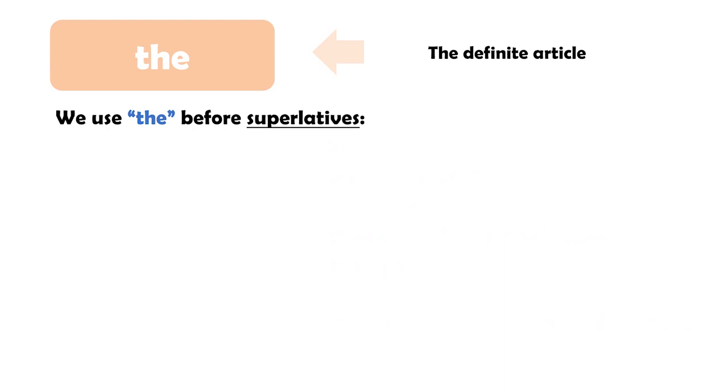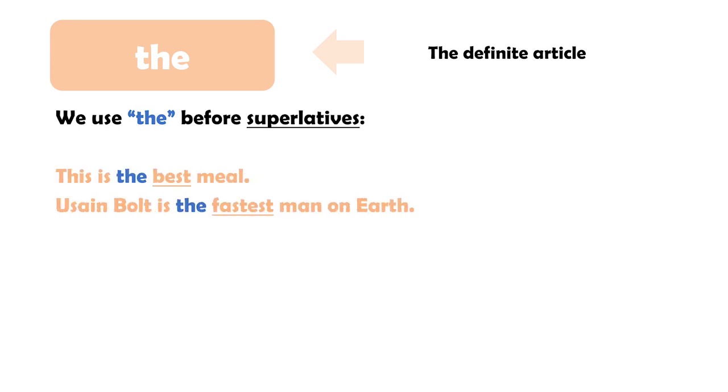We also use the definite article before superlatives. What are superlatives? Okay, let's see. This is the best meal. Best is the superlative. Good, better, best. So we have to use the definite article before superlatives. Usain Bolt is the fastest man on earth. Fastest is the superlative. Fast, faster, fastest. Therefore, we have to use the definite article before fastest, the superlative.